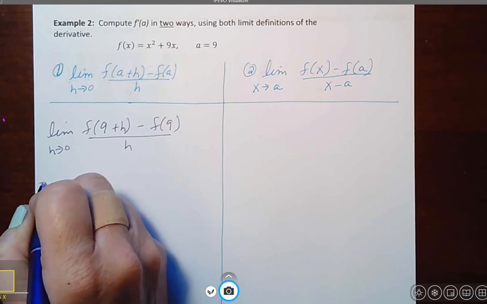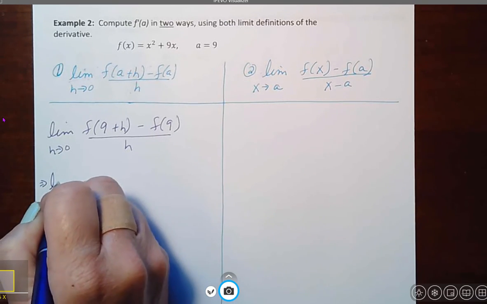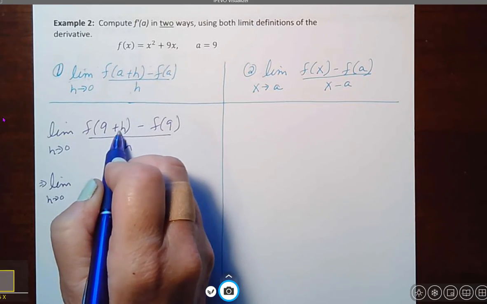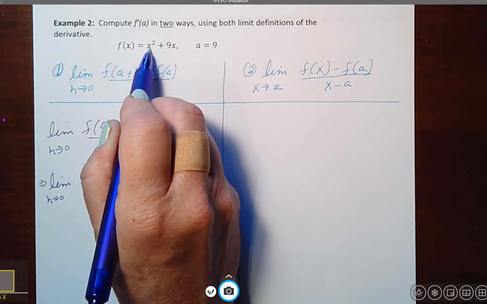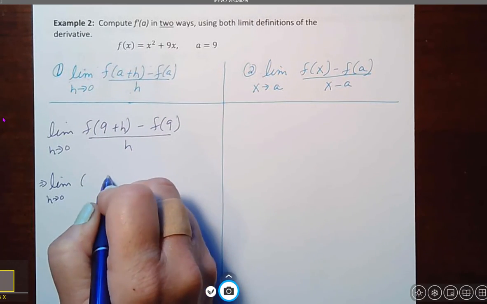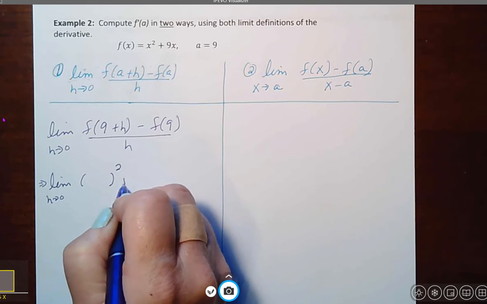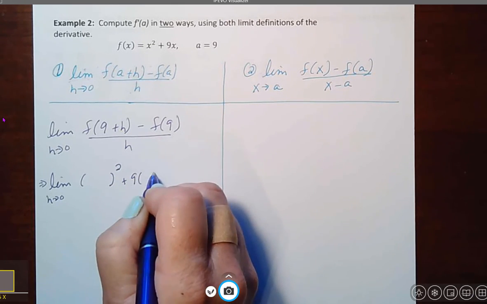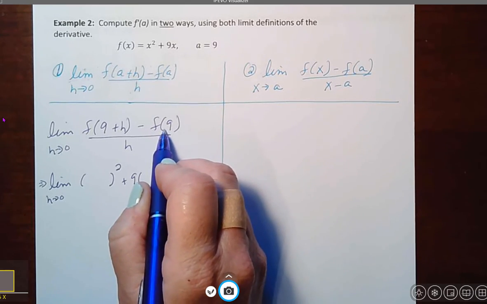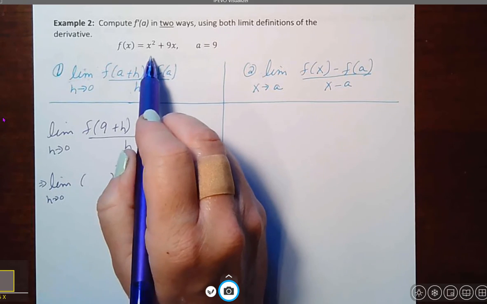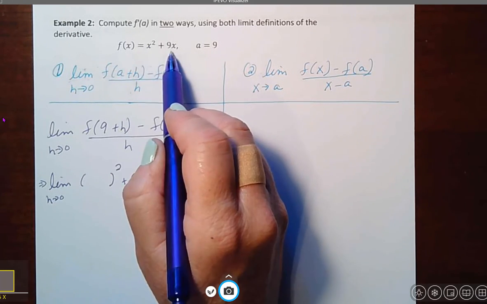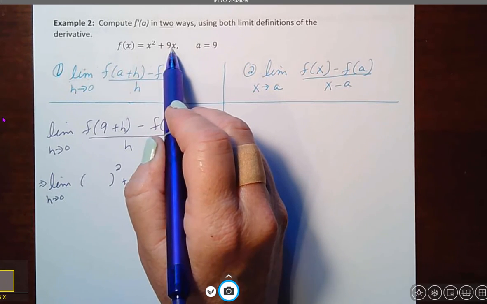So I'm going to say this is the equivalent of the limit as h approaches 0 of f of 9 plus h. So everywhere there is an x, I'm going to put in 9 plus h, but put in, like I said, the parentheses squared plus 9. There's an x, so put in parentheses and then minus f of 9. What is f of 9? Okay, well, now I'm going to plug in 9 here. Well, 9 squared is 81 plus 9 times 9 is 81.